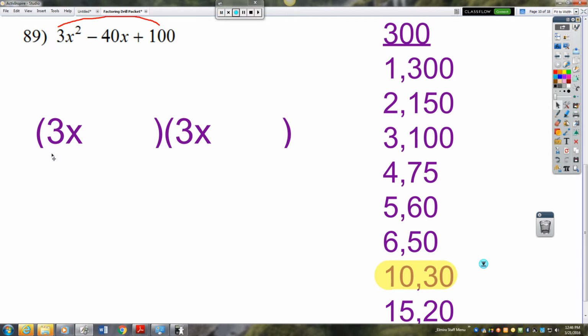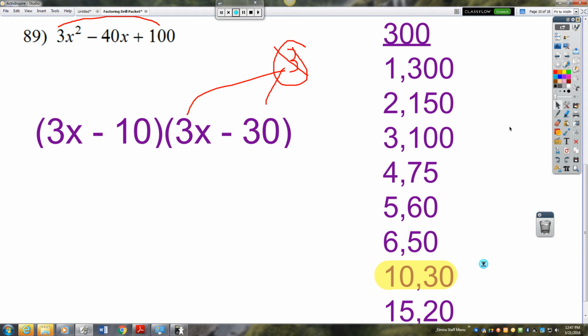And I start out with 3x and 3x. I'm not sure which one of these is going to get to keep its 3x. Then if this is a plus sign, I know that my signs are the same. If this is a minus sign, I know they're both minus. And then it doesn't matter where I put the 10 or the 30 because the signs match. So 3x minus 10 does not factor. I'll leave it alone. But 3 and 30 both divide by 3. So I'll take that out.